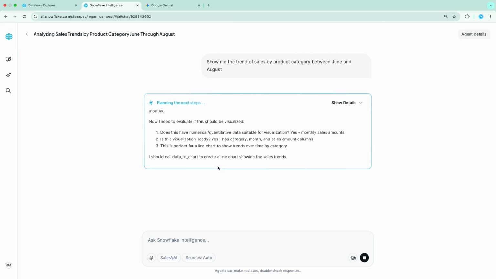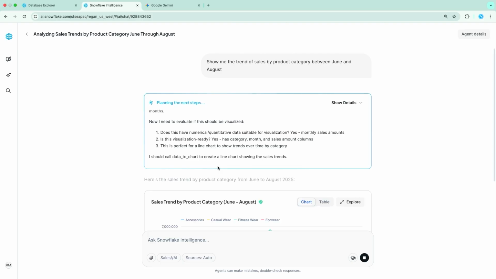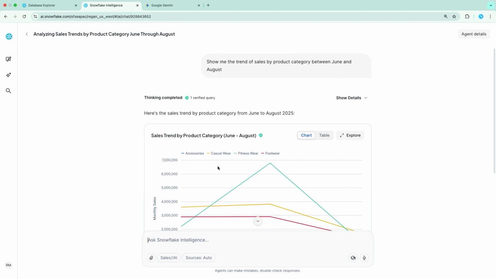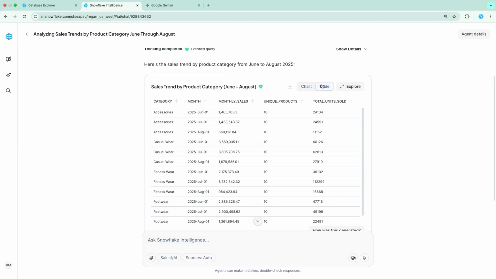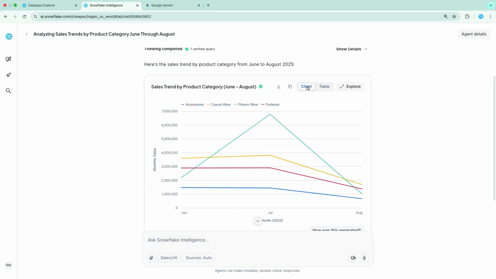It's going through and looking at what tools it has, what data sets it has that it can interrogate and produce this information. One of the things it does is tell you what it's doing along the way, so you can see the reasoning and understand its logic. As you can see here, it's found some data. We can have a look at that in a table format, and we can also see it in a chart. And you can see right at the top there is a big spike in our fitness wear sales in July.